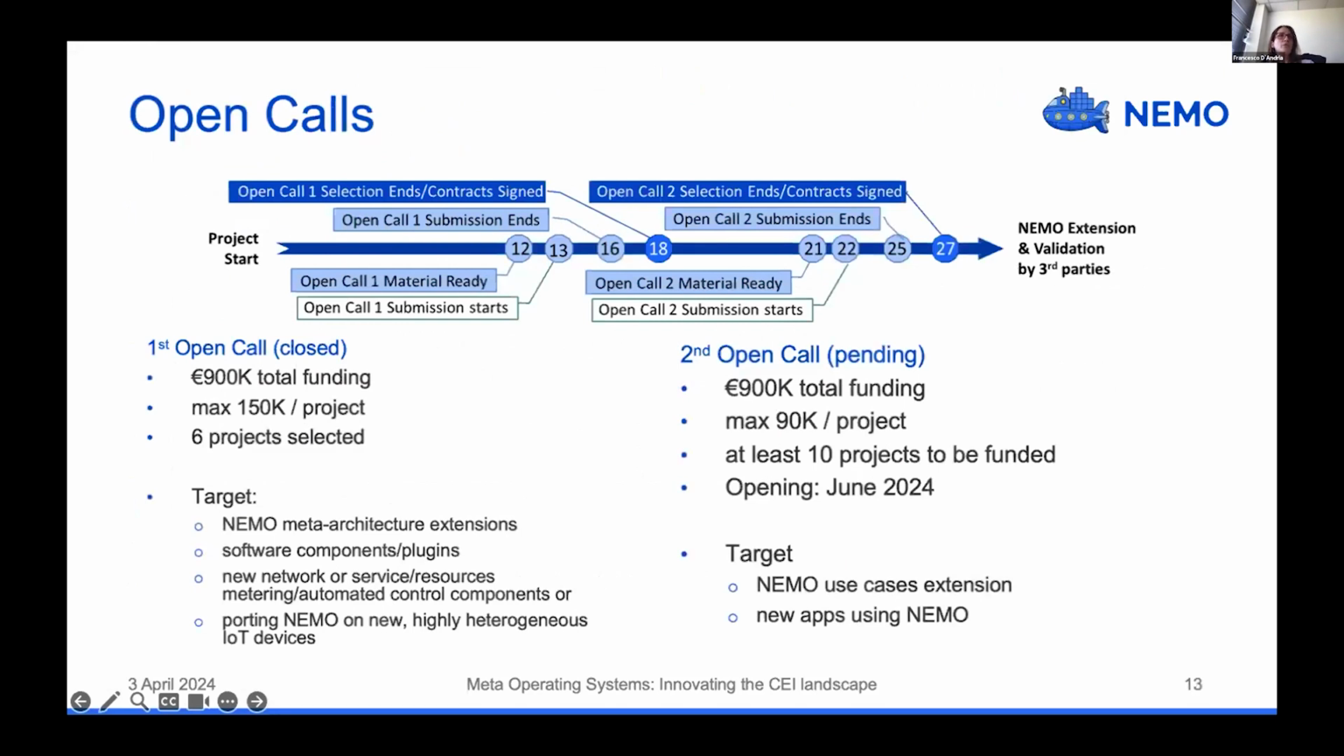This is the last one on the open calls. The first has been closed with 6 projects selected. The second one will open in June 2024.